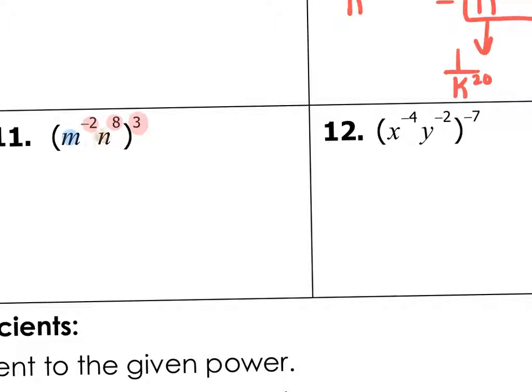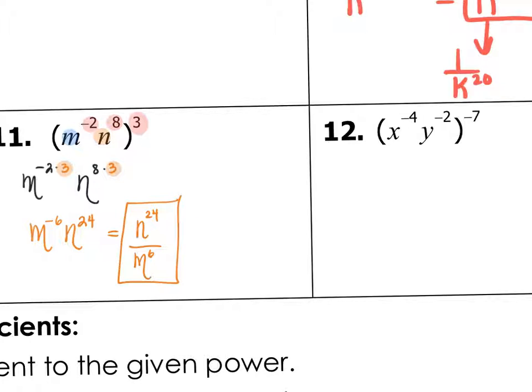For number 11, here's my power of 3, and it's going to apply to the M base and to the N base. So we're going to do power to power twice, M to the negative 2 times 3, and N to the 8 times 3. Notice that we did power to power twice. So that's going to be M to the negative 6, N to the 24th, which is keep N to the 24th and move M to the negative 6 downstairs to become positive.